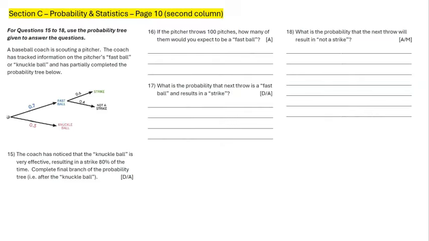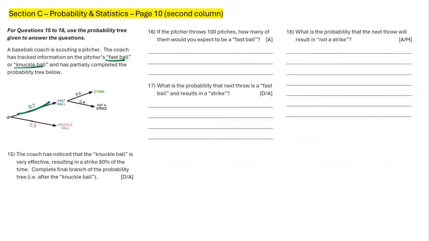So question number 15, we've got a tree here, and this tree has come from a coach, and that coach has been tracking a pitcher's fastball or knuckleball, and we can see that split here. So the fastball happens 70% of the time, or 0.7 probability, and a knuckleball, whatever that is, 0.3 or 30%. He's partially completed this tree, so he's finished this branch here, but it looks like there's a bit of a gap here, so we'll have to deal with that later.